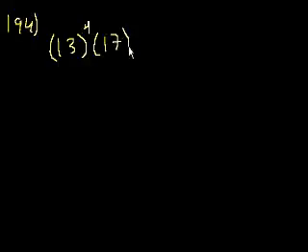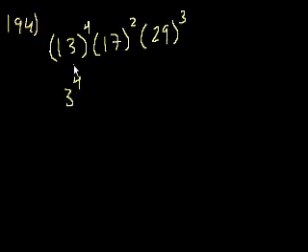194. What is the units digit of 13 to the 4th times 17 squared times 29 to the 3rd? So here you just have to realize that the units digit in any of these numbers are just the units digit of each of these numbers times each other. And then you take the units digit of that. So we really just have to worry about the units digit. The answer to this question would be the exact same thing as if I said the units digit of 3 to the 4th times 7 squared times 9 to the 3rd.